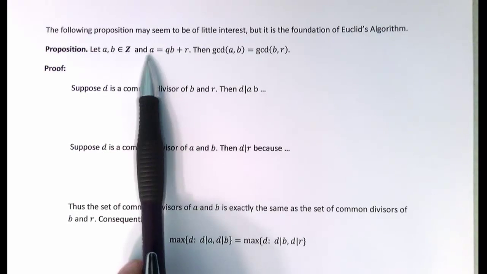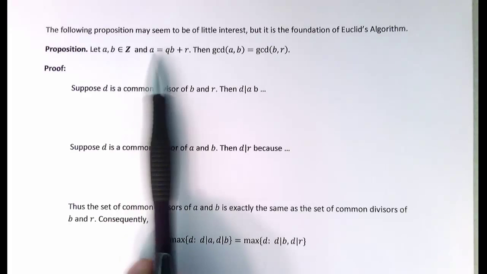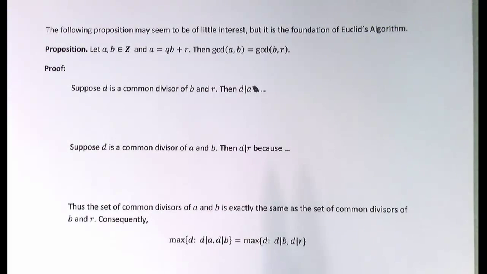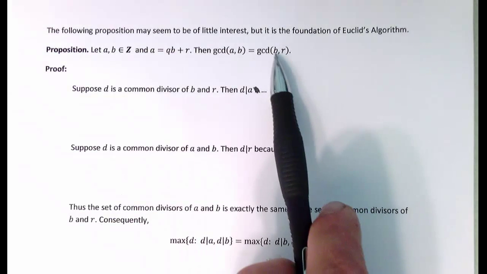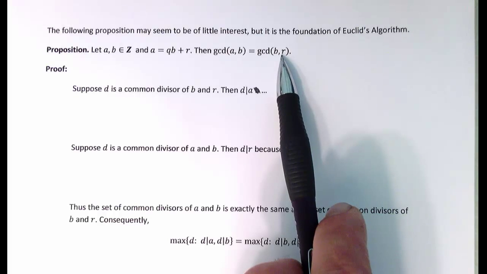This is the very kind of equation we get by applying the division algorithm. Then it must be the case that the greatest common divisor of a and b is the same as the greatest common divisor of b and r. We prove this by showing that the set of divisors of a and b is the same as the set of divisors of b and r, and therefore their greatest common divisor must be the same.